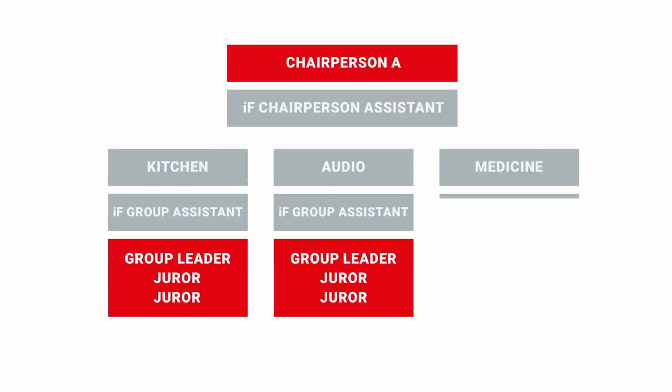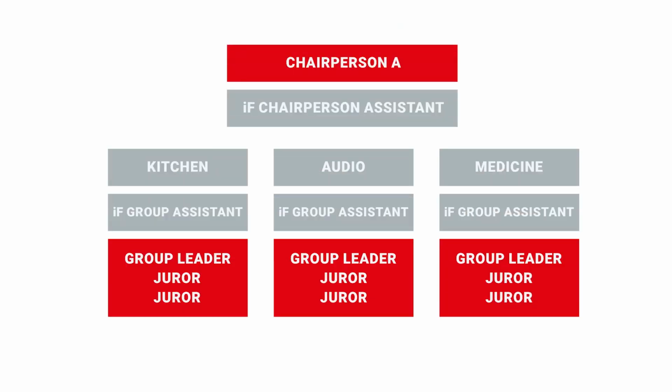Each group has one juror as the group leader and 2 regular jurors as regular members. In addition to the jurors in each group, we have a total of 8 chairpersons. Each group and each chairperson has a member of the IF team to assist.